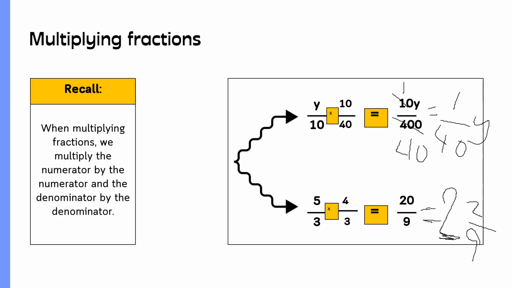And you can check your answer by multiplying the 9 times the 2, 2 nines, 18, and then you add 2. 18 plus 2 is 20. So it's 20 over 9.